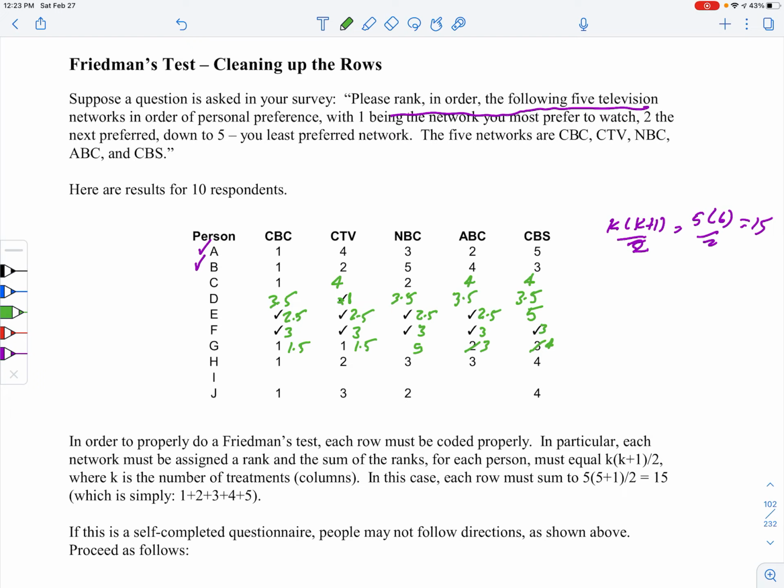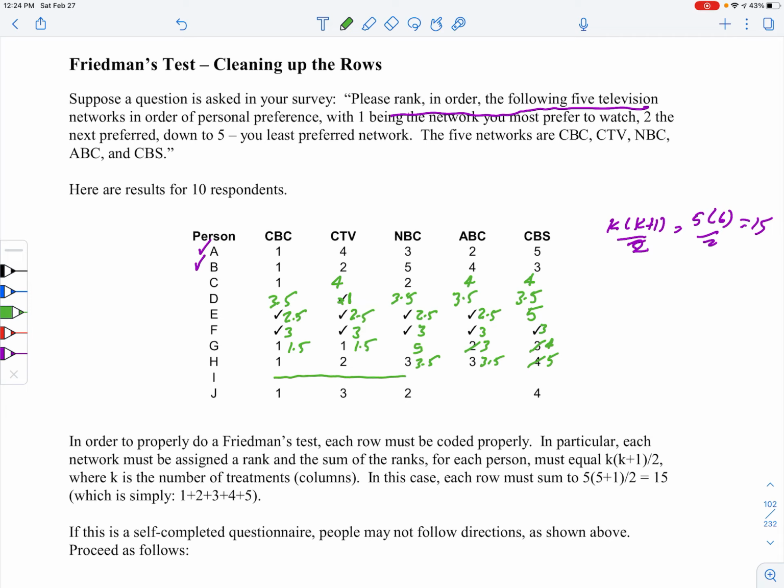So similarly down in the next one, we're taking a look at person H. The 1 is okay, the 2 is okay. The two 3s take up the 3rd and 4th positions, so they would be 3.5s. And then the 4, of course, would be a 5.